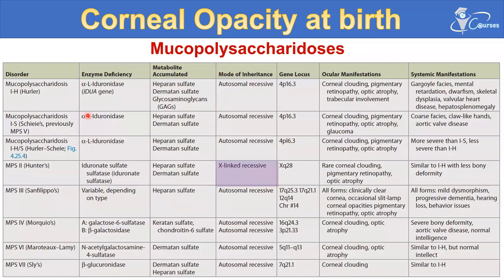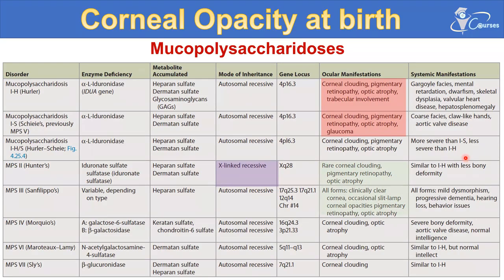Regarding the ocular manifestations, all of them will cause corneal opacities, with some diseases causing other associations, like the Hurler syndrome and the Scheie syndrome. They are characterized by four main features: corneal clouding, pigmentary retinopathy, optic atrophy, and glaucoma. So these are the four involvements of Hurler and Scheie syndrome. And what about the others?